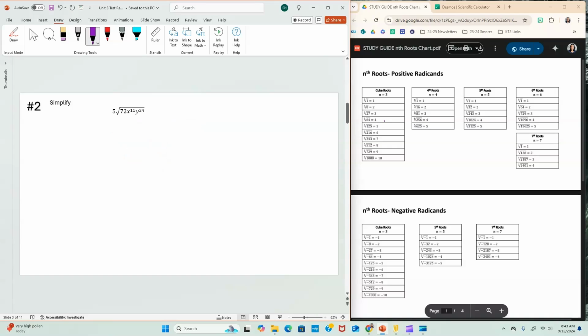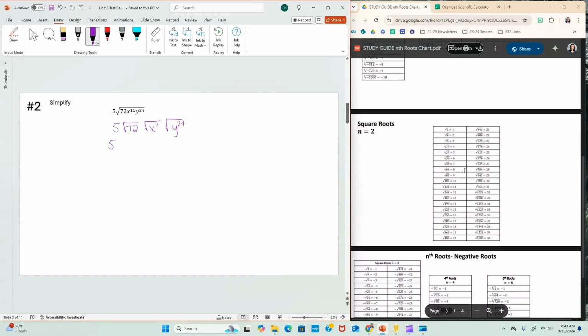So now let's try simplifying this radical. So you can see we have a square root. So let's go ahead and separate everything out. So we have 5 times the square root of 72, and then the square root of x to the 11th, and then the square root of y to the 24th. So from the square root of 72, we want to factor out the biggest perfect square we possibly can. And so if we look at our chart of square roots, you can see the biggest perfect square that will evenly divide 72 is going to be 36. So we're going to rewrite this as the square root of 36 times the square root of 2.